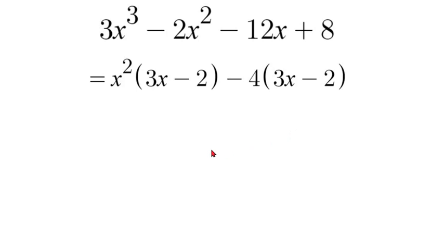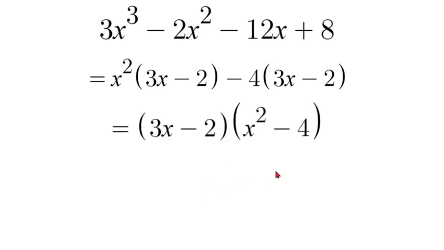Now if you notice here, we have two 3x minus 2's, which means that we can factor that out and move it to the front. So we would have 3x minus 2 times our x squared minus 4, our remainders, x squared and minus 4. Now, we need to factor this one last time.